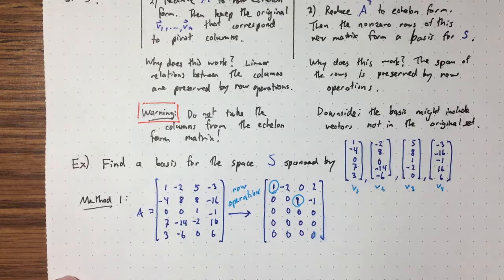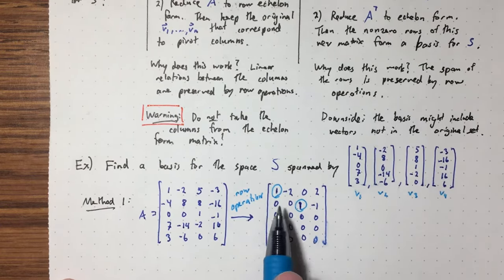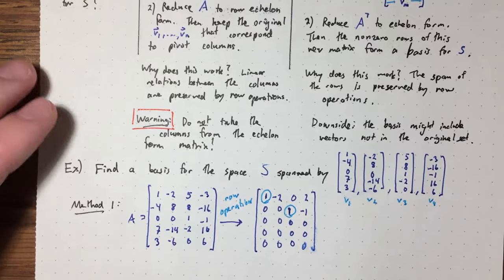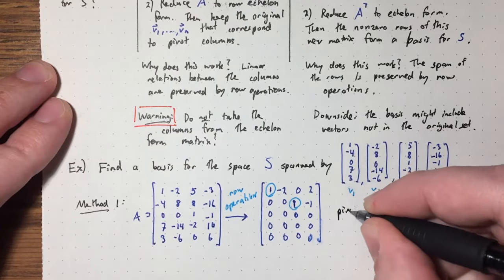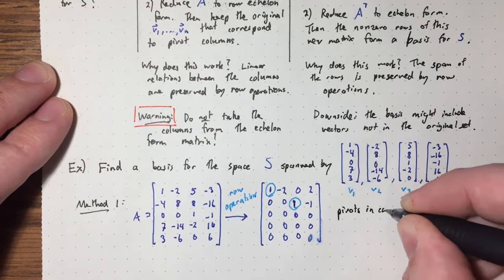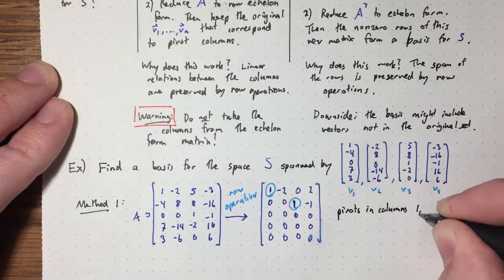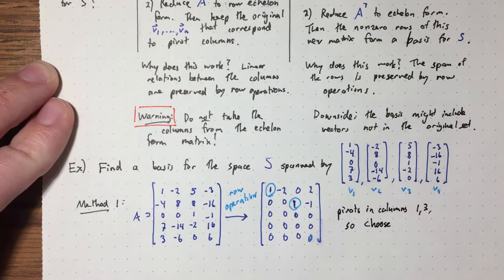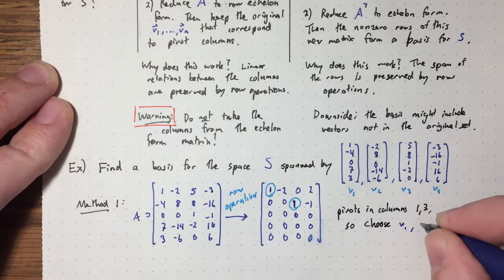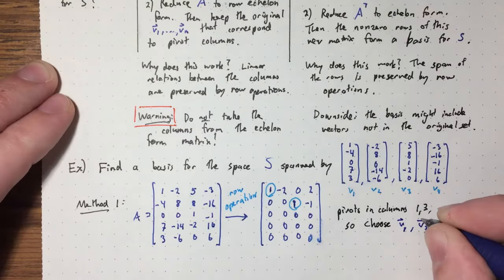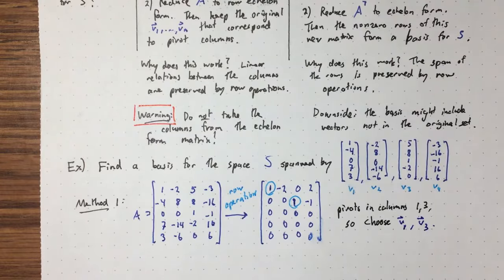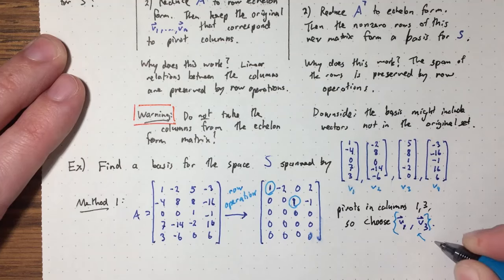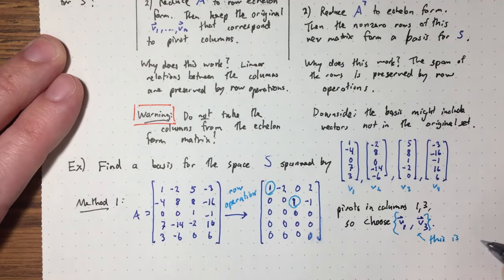What's the point? The point is we have pivots in columns 1 and 3. Right? So the pivots are in columns 1 and 3. What does that mean? It means we should choose V1 and V3 as our basis. So this set right here is a basis for my subspace.